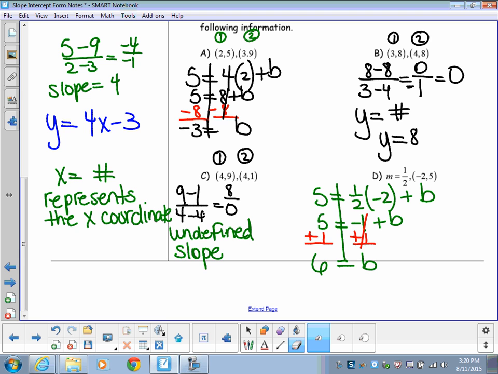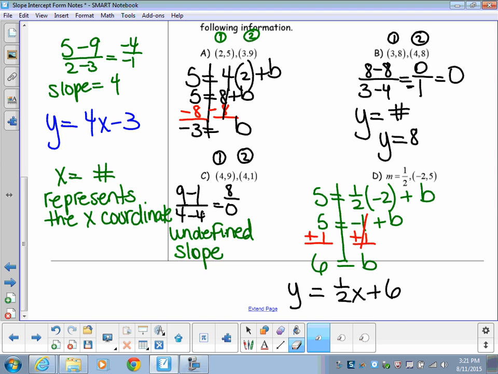My final equation is y equals, my slope is 1/2, 1 over 2 x plus 6. Ladies and gentlemen, we're done.